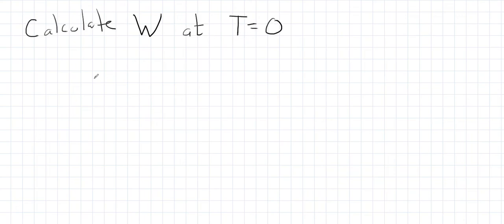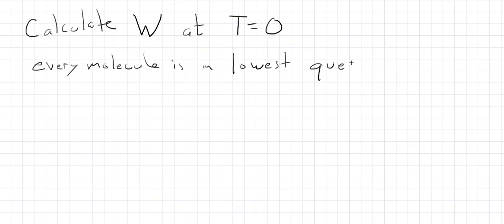Let's look at a specific example. Let's try to calculate the value of W at absolute zero. So at T equal to 0. Well, if T is absolute 0, then every molecule is in its lowest possible quantum state, its lowest energy quantum state. And so we can say every molecule is in the lowest quantum state, just by virtue of being at absolute 0.